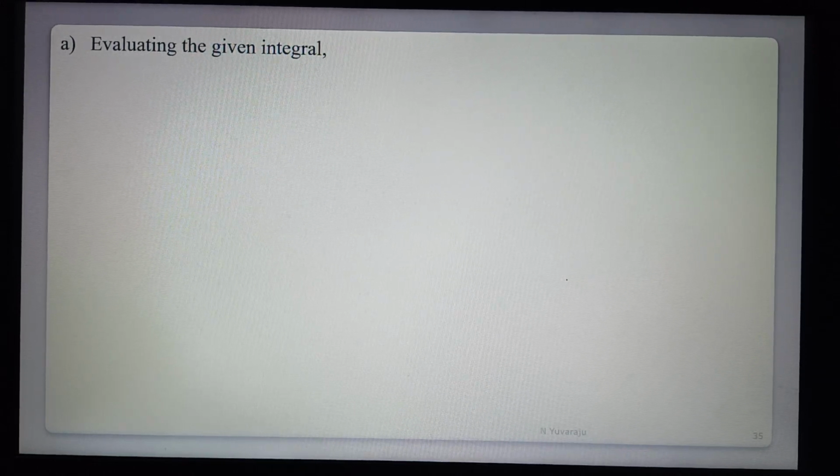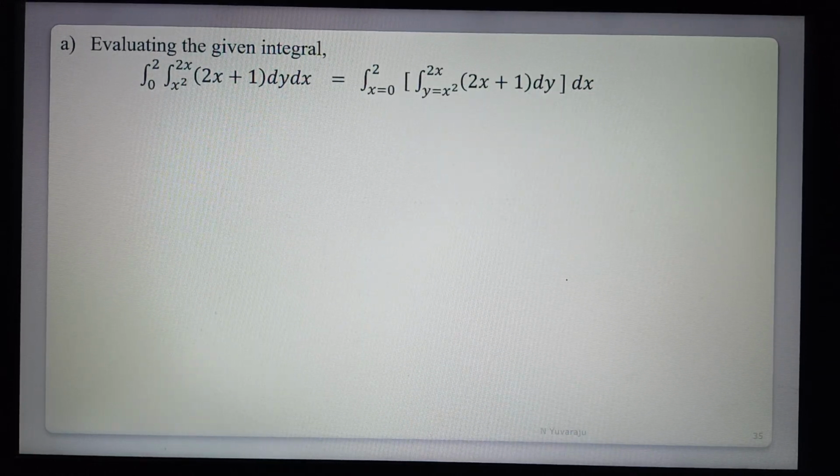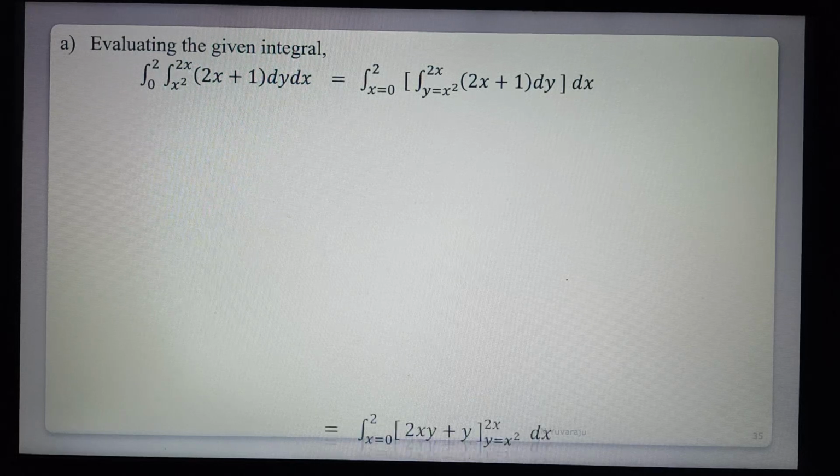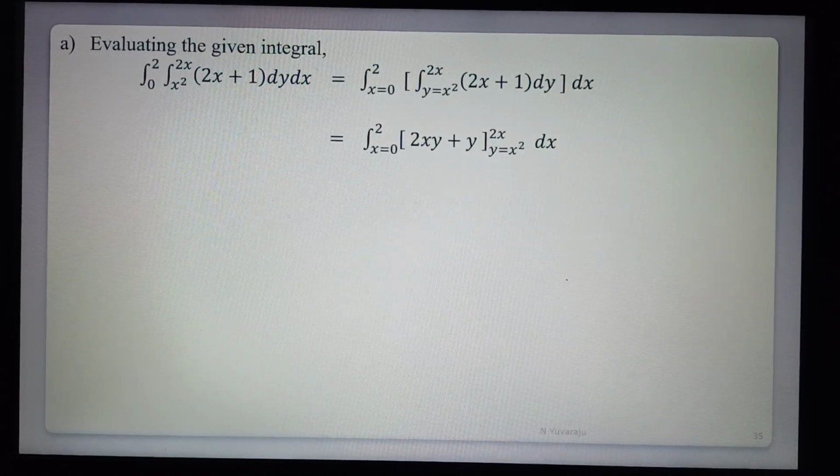So evaluating the given integral, the integral from 0 to 2 of the integral from x squared to 2x plus 1 of dy dx, that is equal to the integral for x equals 0 to 2, the integral for y equals x squared to 2x plus 1, dy dx. So that is equal to, first with respect to y, 2x plus 1 is a constant, the integration of 1 is y, so that is equal to (2x plus 1) y, with the limits y equals x squared to 2x.